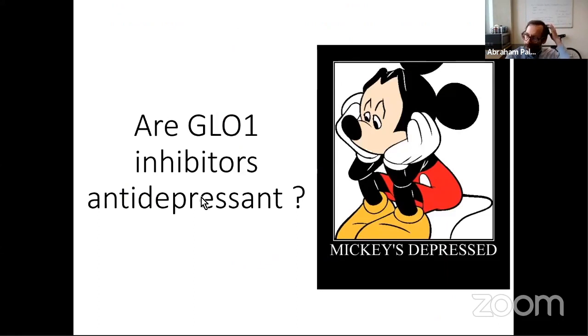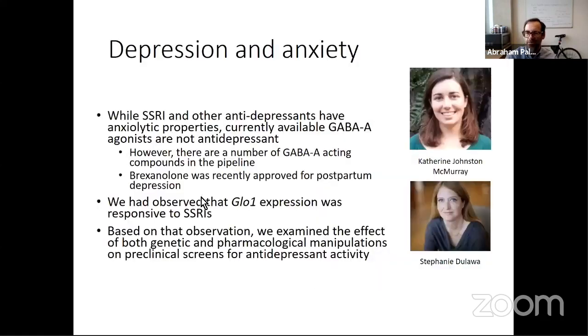We then thought about anxiety and depression, and based on different data, which I won't describe to you, we hypothesized that maybe methylglyoxal and GLO1 might also influence depression-like behavior in mice. And that's a little bit of a leap because existing GABA-A agonists don't seem to have antidepressant properties, but we were aware of an evolving literature which has grown since then, whereby other GABA-A agents may actually have antidepressant properties, and particularly this allopregnanolone drug, which was recently approved for postpartum depression.